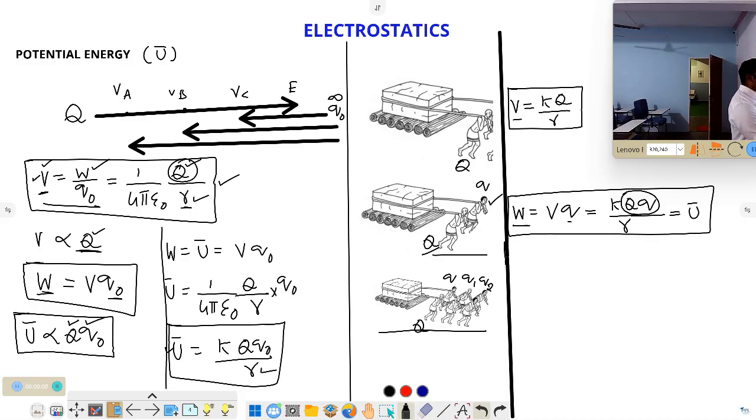So in this case the work done to pull this block is nothing but we can write as K into Q into, that is, a combination of the system of charges.